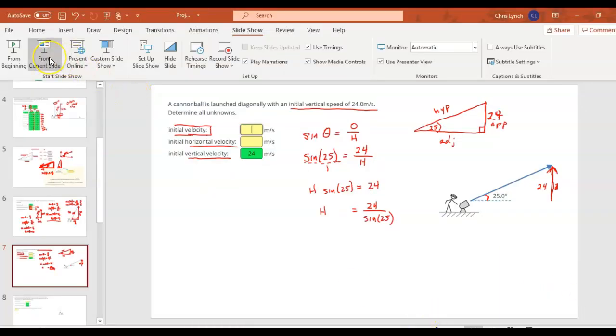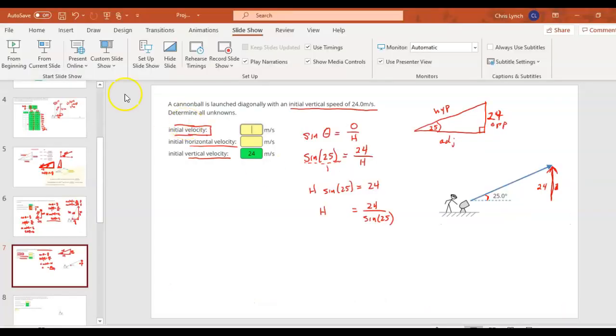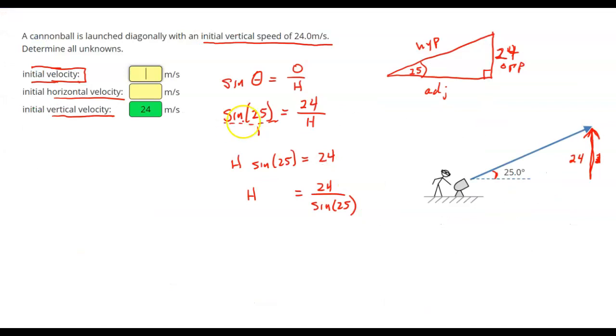What did we say it was? 56.8? 56.8, yeah. Okay. And boop. So then we have our answer. Hypotenuse equals 56.8. So this is 56.8 meters per second. So the initial velocity coming out of this cannon was 56.8 meters per second at an angle of 25 degrees above the horizontal. So our initial velocity, now we can plug that in, 56.8 meters per second. Okay, so now we know two sides of the triangle.